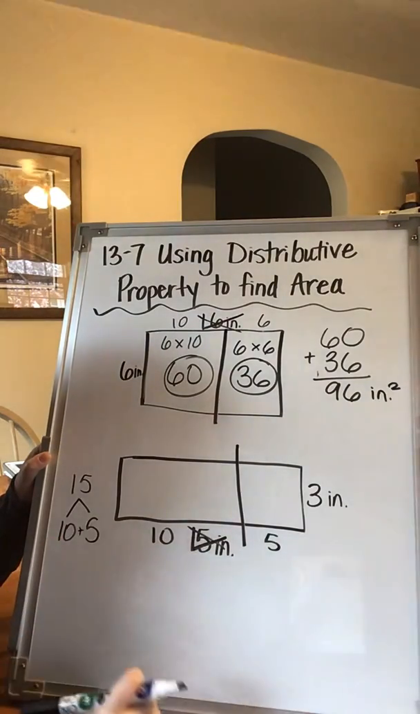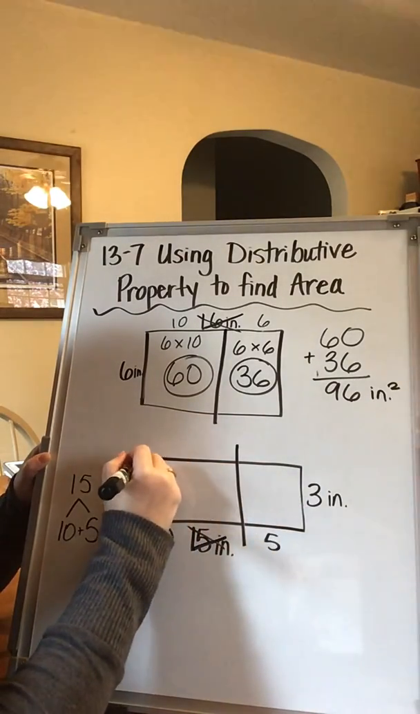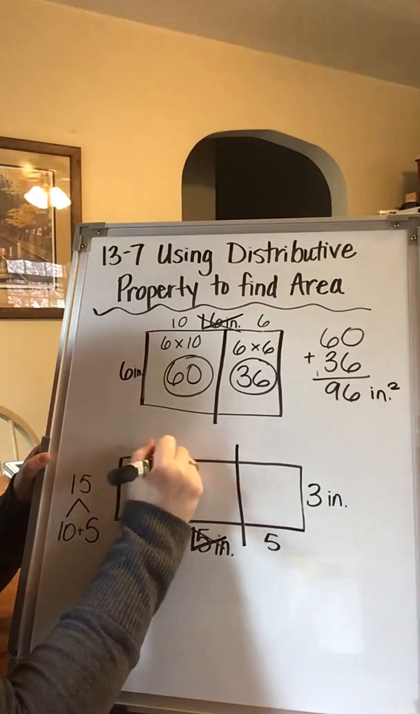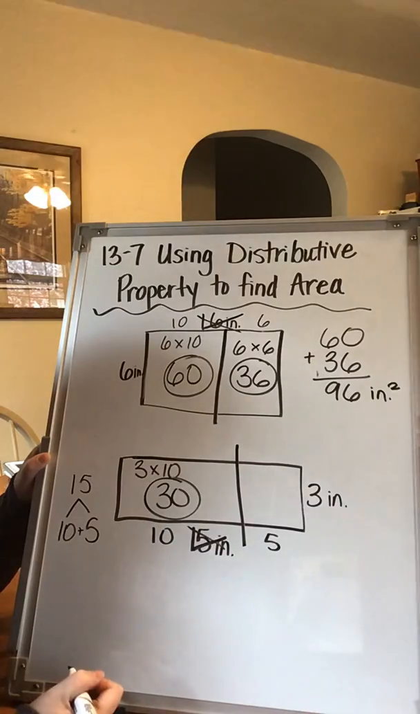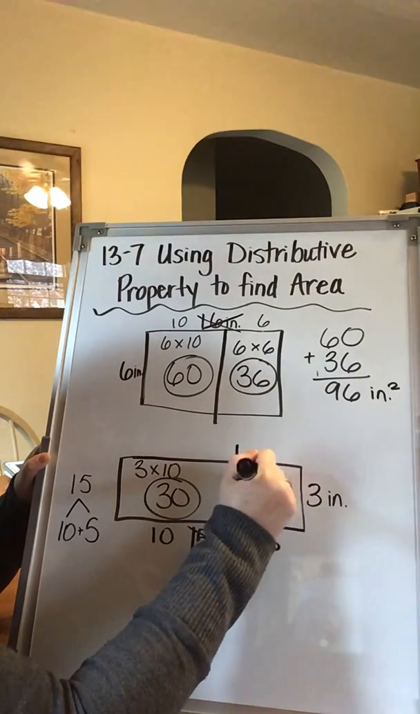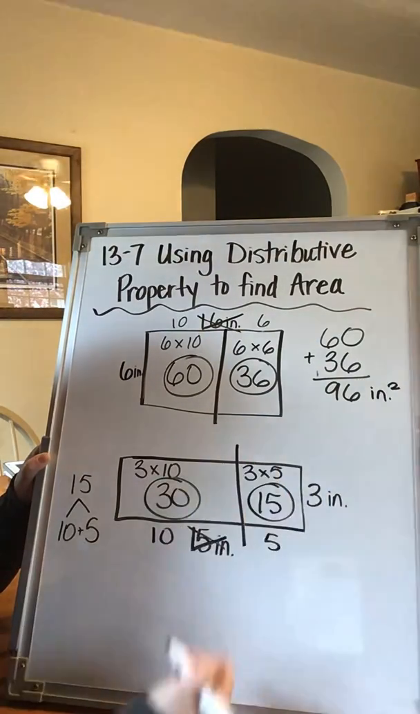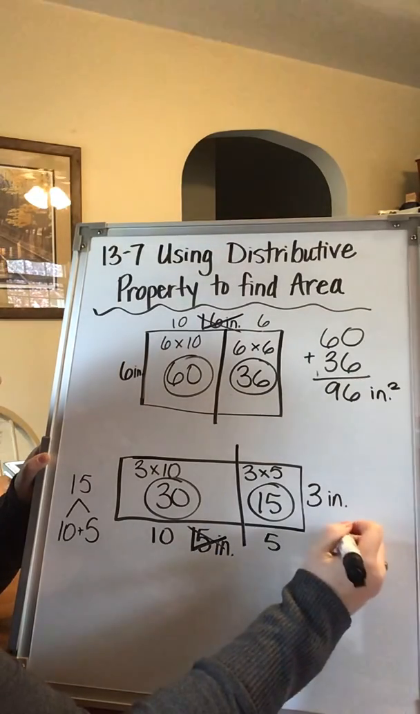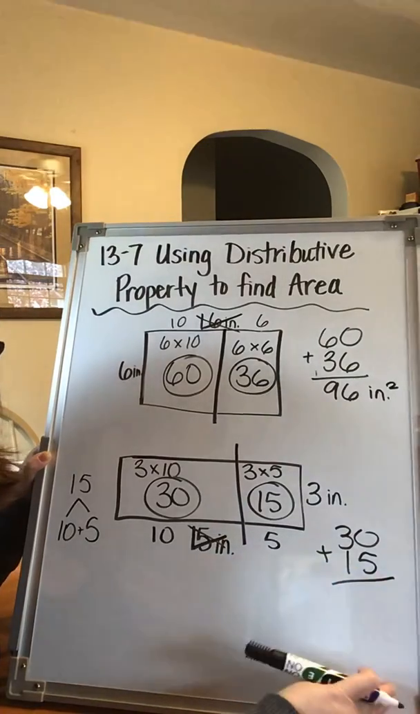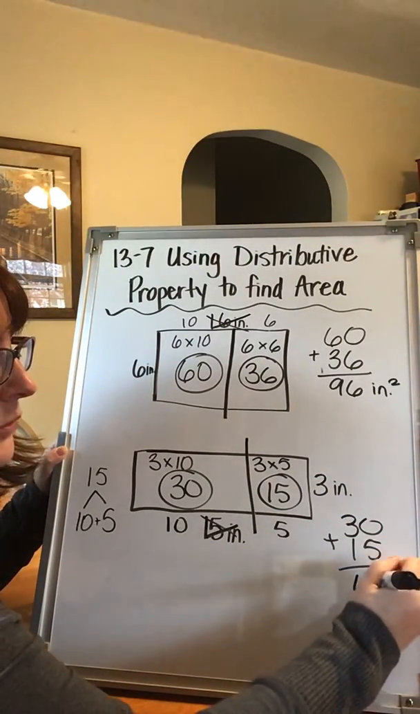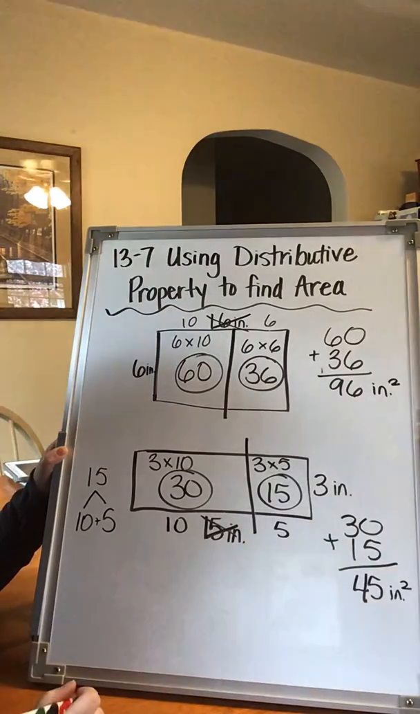Okay, so now I need to find my area for both of our sections. So over here I'm going to multiply 3 times 10, and that equals 30. And I'm going to circle that. And then over here I'm going to multiply 3 times 5, and that equals 15. Now I need to find my total area, so I'm going to take 30 plus 15, and that gives us 45 inches squared. Nice job.